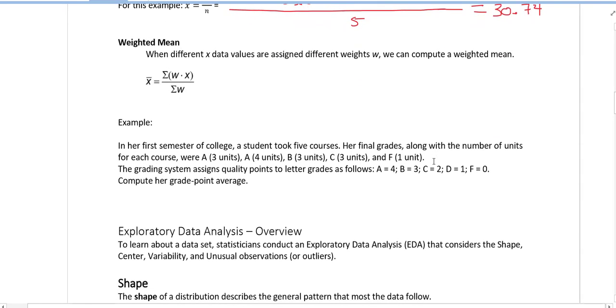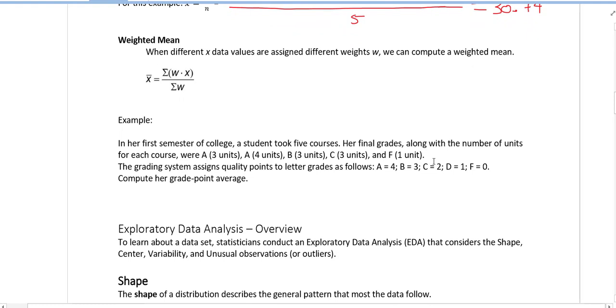Right. The other definition is the weighted mean. So weighted mean is when different data values, so different x's, are assigned different weights, and we can compute a weighted mean in this way. So x bar would be the sum of all the weights times the data value divided by the total weight.